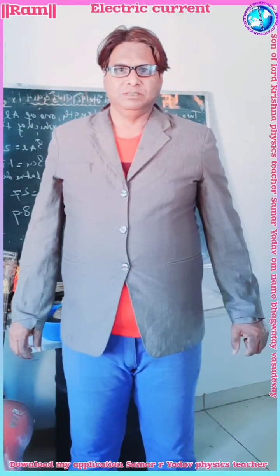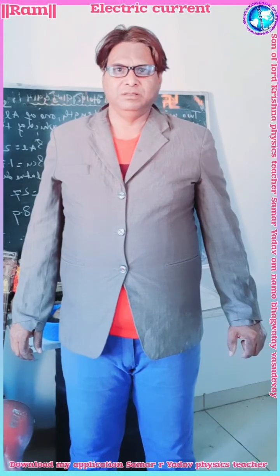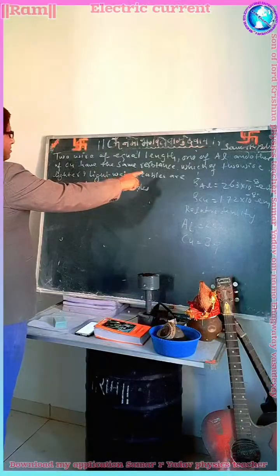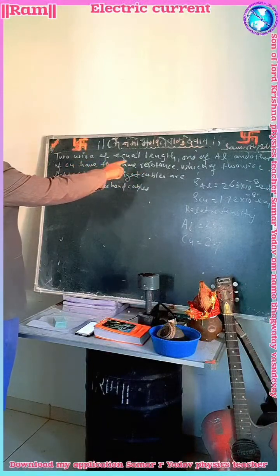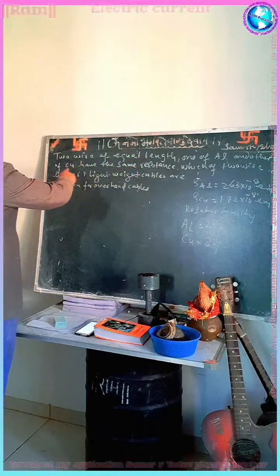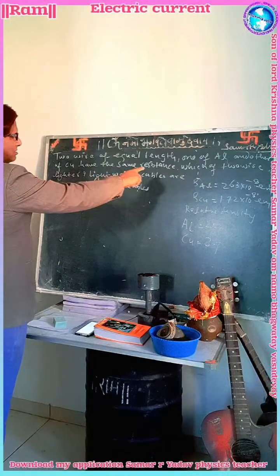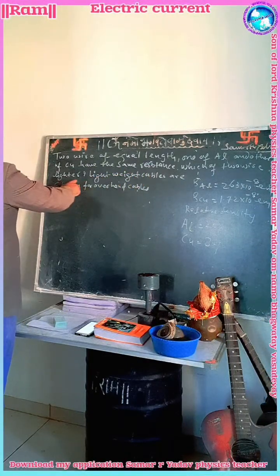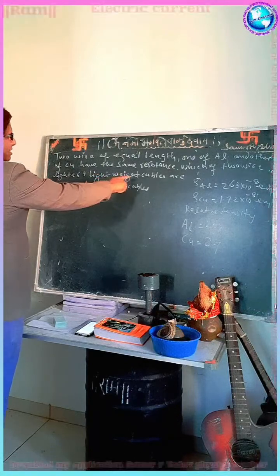Today in physics, electric current. Now let's see one numerical. The numerical is like this. Two wires of equal length, one is aluminum and the other is copper, have the same resistance. Which of the two wires is lighter?